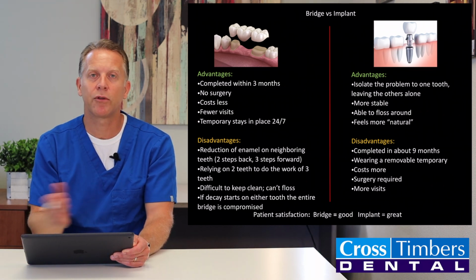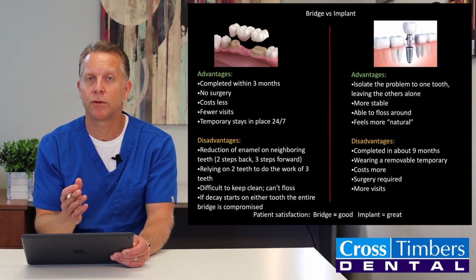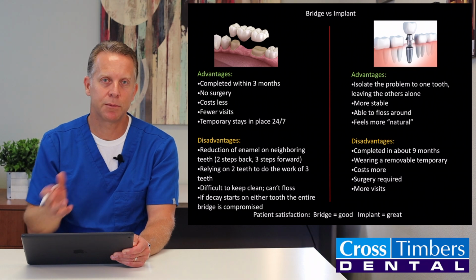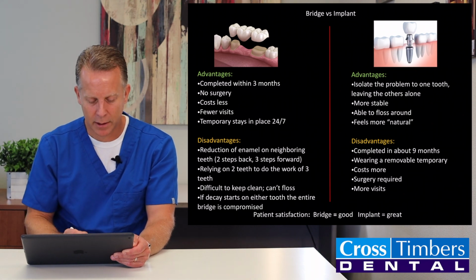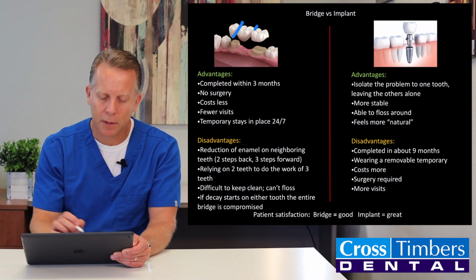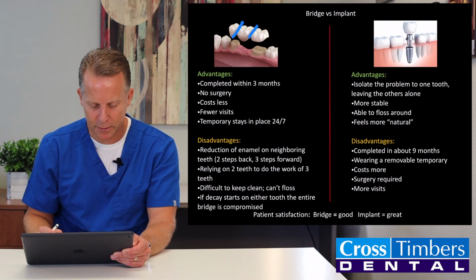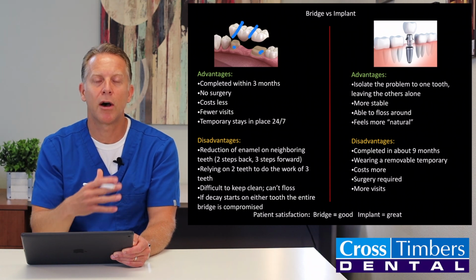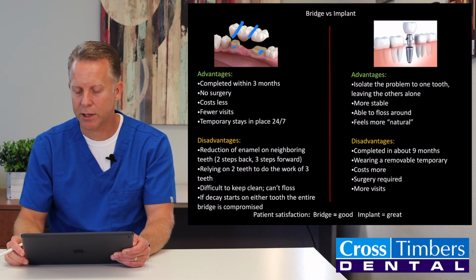The disadvantage is you have to have the neighboring 2 teeth reduced in order to make this bridge work. So you kind of have to subtract in order to add back. And that's a little more difficult to keep clean because, as you can imagine, you really can't floss between those teeth because they're all put together. And then if decay would start on either one of these 2 teeth, then it compromises the bridge and you would lose the entire bridge.